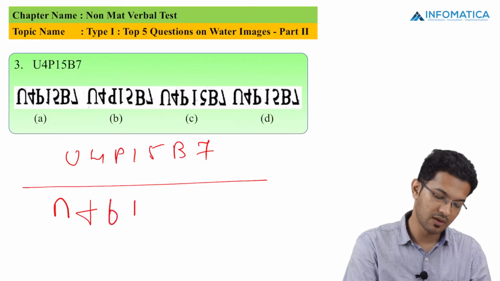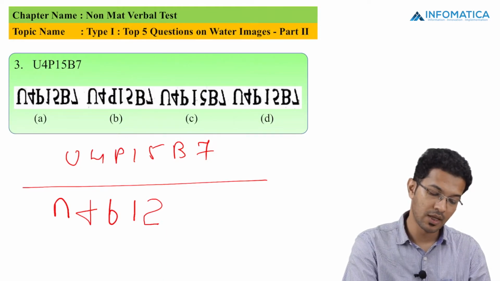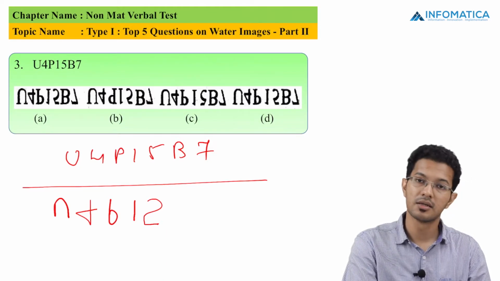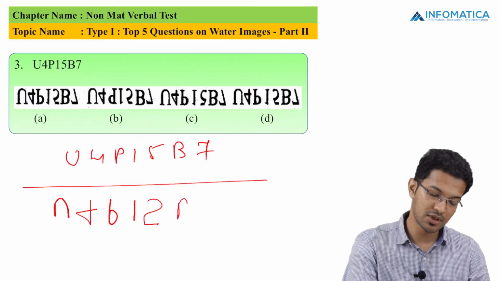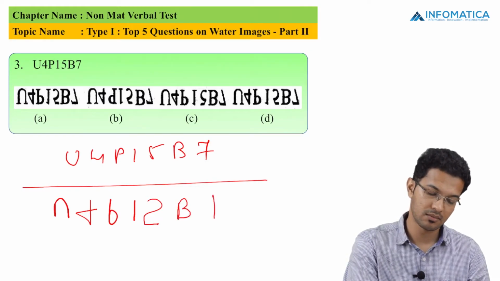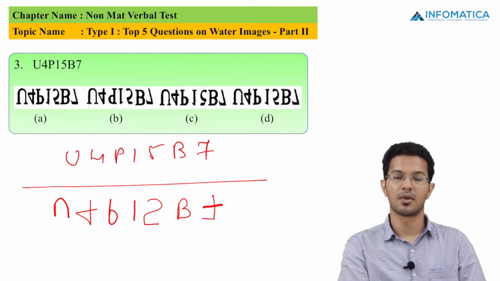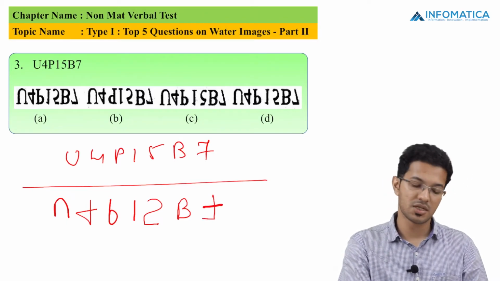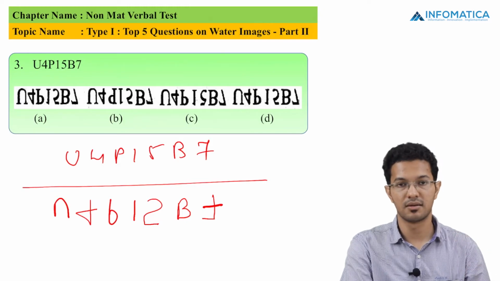Then I will go for number 1, it will not change at all. Then I will go for number 5, it will look something like this. Next is capital letter B. There will be no change in the capital letter B. And then I go for 7. So if you look at all the options, we get option D as the right answer.